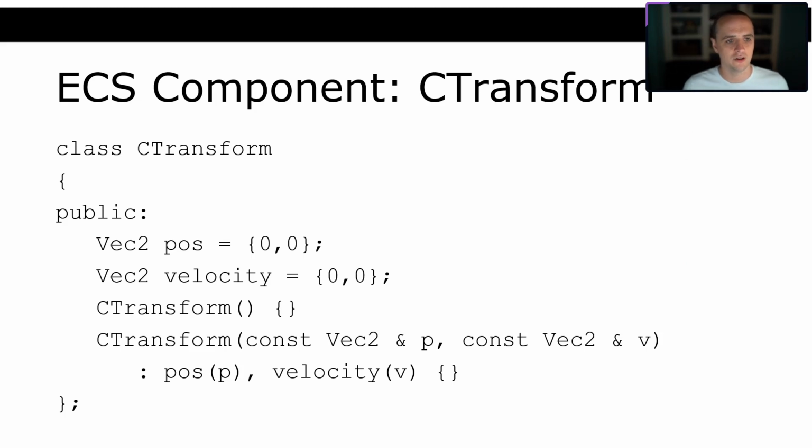So here is what our transform component is going to look like. Now, this transform component is very, very short. There's not much to it. And the reason that components are so simple is because they are pure data in ECS. So what does it store? Well, all of our components are going to store publicly accessible data.